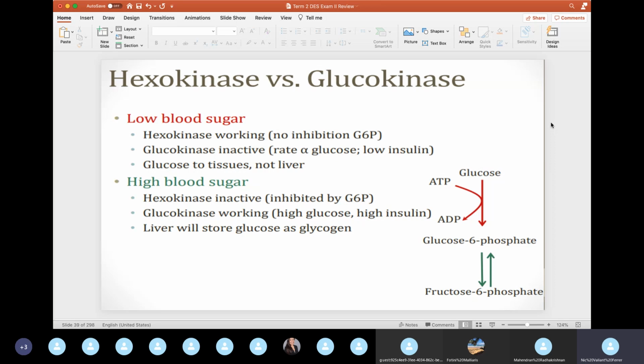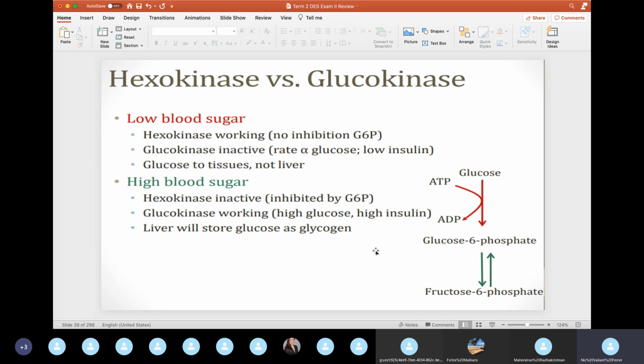Hexokinase is inhibited by glucose 6-phosphate. So the product is the inhibitor here. If this is too much, hexokinase is inhibited. Glucokinase, on the other hand, is activated by insulin and inhibited by glucagon.